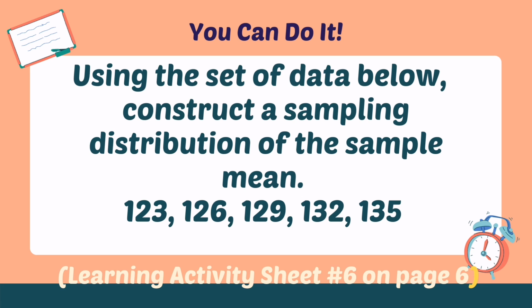I think you are now ready for another exercise. Use the set of data below to construct a sampling distribution of the sample mean. We have 123, 126, 129, 132, and 135. This is located on your learning activity sheet, page number 6. Good luck! I know you can do it!